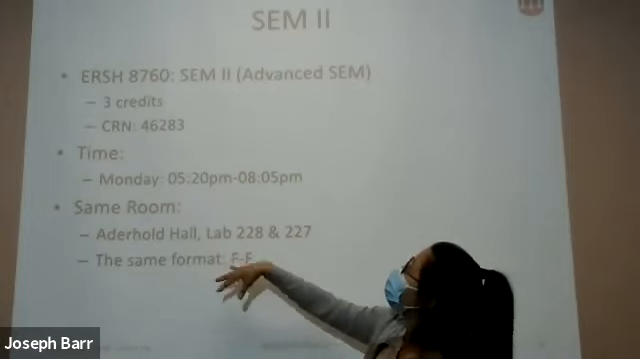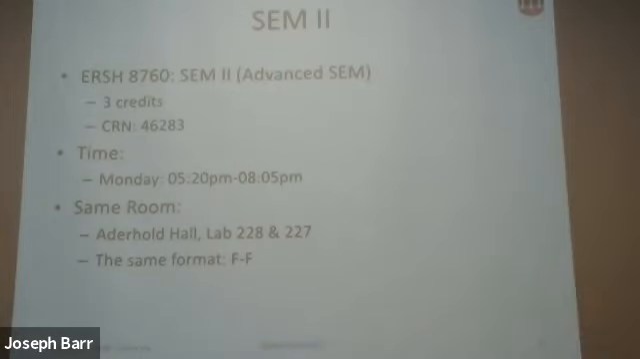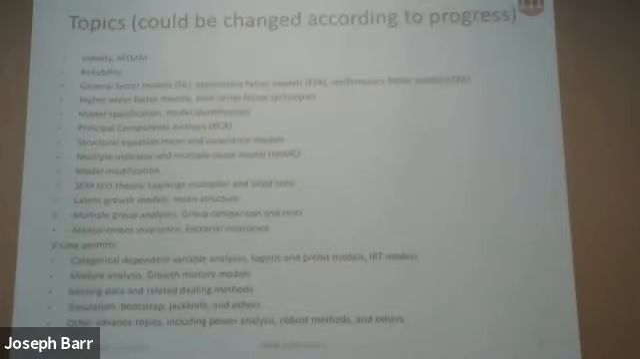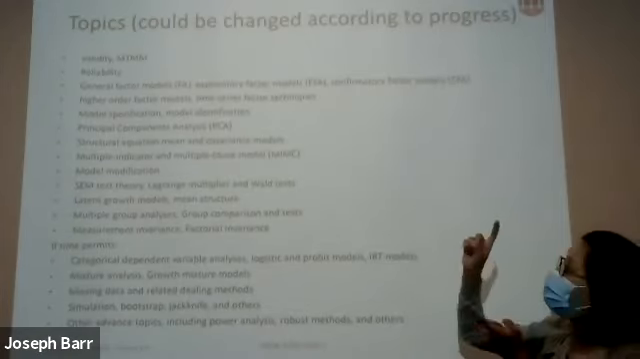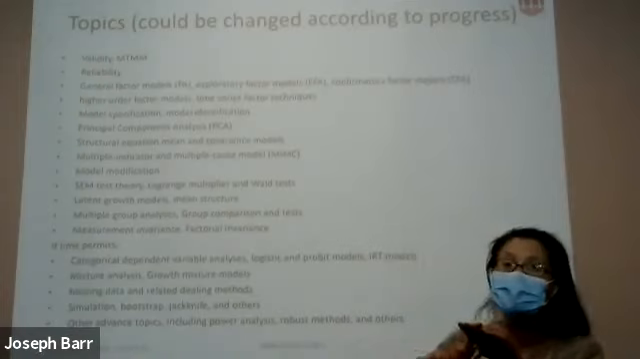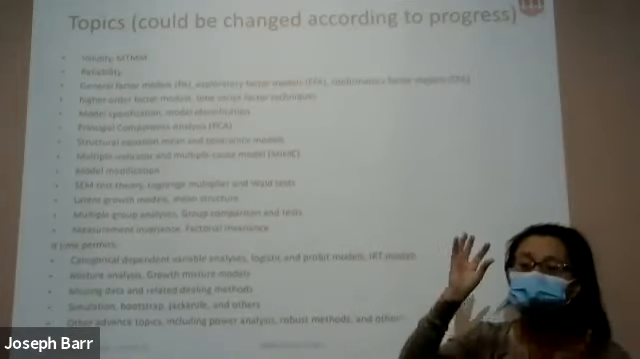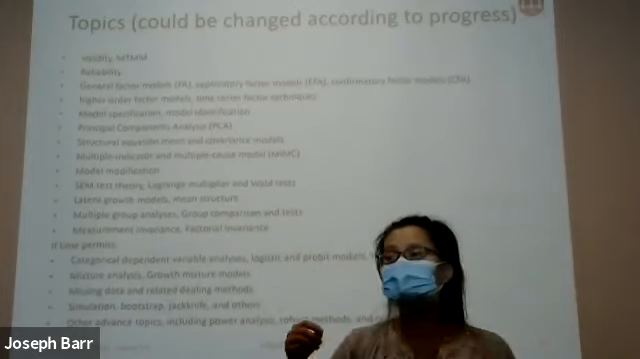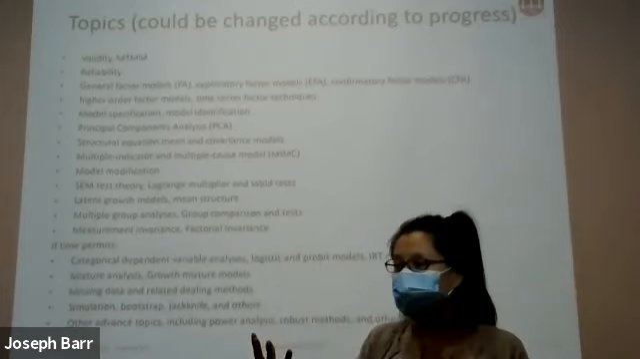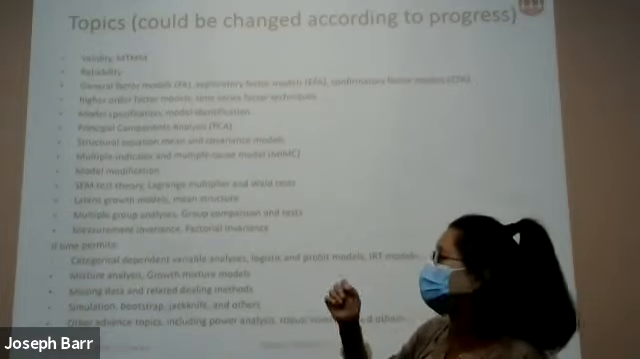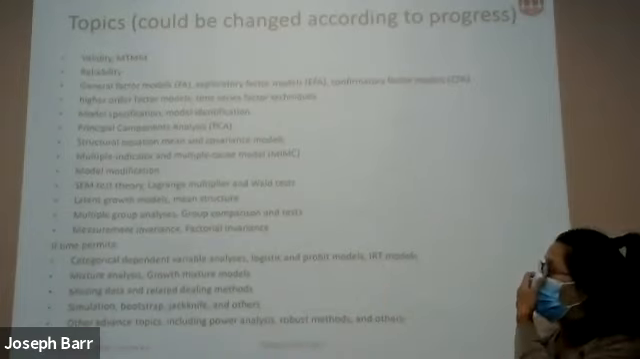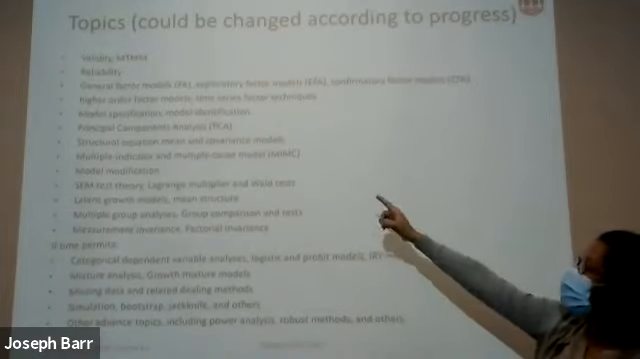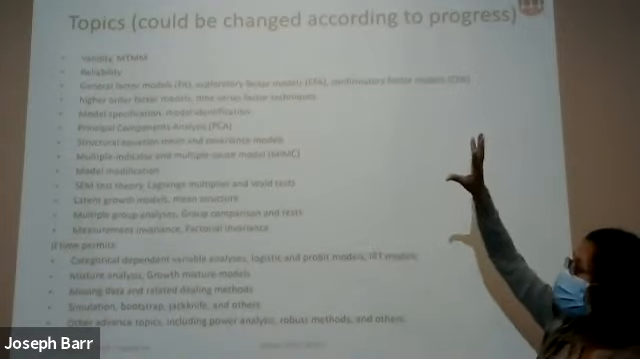So that's the information for the second part of SEM, and we are going to cover all of this. Okay, we have validity and reliability. For validity, we have some traditional methods to measure it, for example, using correlations to check convergent or divergent validity, and also reliability. And then we're going to move forward to factor models.